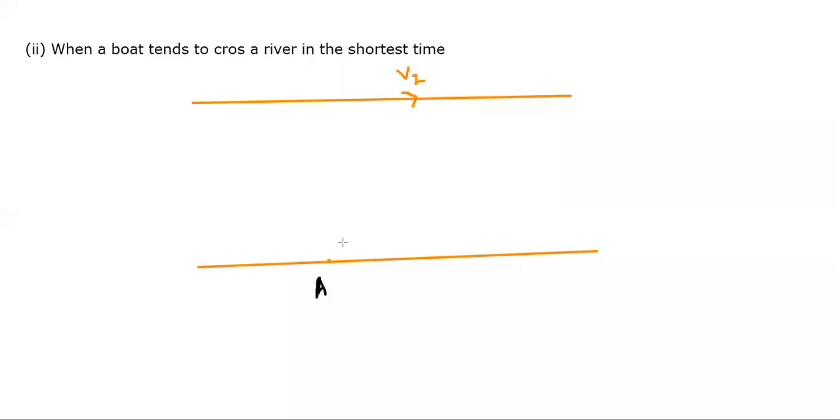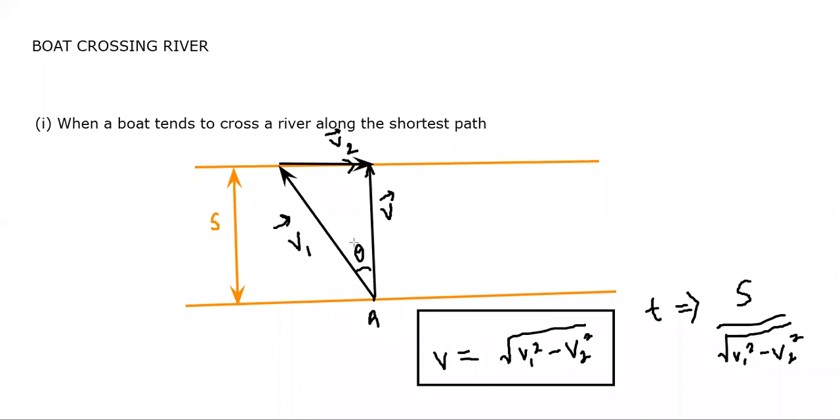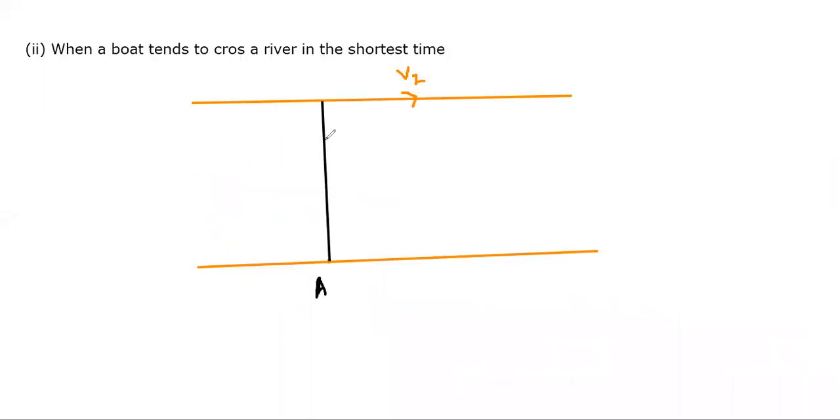So in this case, the boat will be rowing in this direction, straight. It will try to row in a straight direction. In the earlier case, it was rowing in a direction at an angle to the straight path. But in this case, it would be rowing in a direction which is straight. So this would be your V1 in this case. But what will happen? The boat will be going in which direction? The boat will be going in this direction.